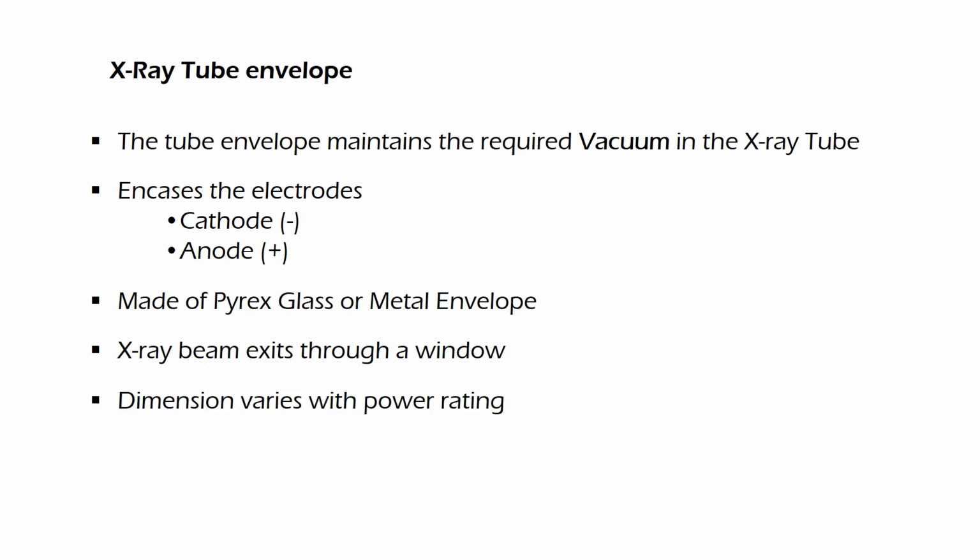Dimension of the X-ray tube envelope varies with power rating. The typical diameter of the X-ray tube envelope is around 10 to 20 centimeters, and the length of the tube can range from 20 to 70 centimeters. The exact dimensions of the envelope may also depend on the focal spot size, heat capacity, and cooling requirements of the specific X-ray tube.